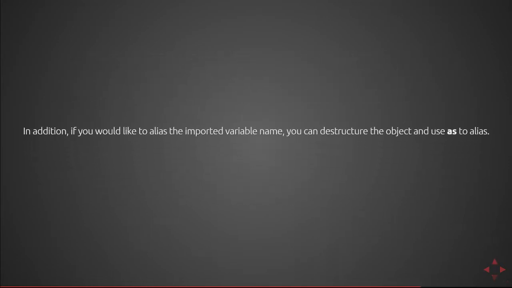In addition, if you'd like to alias the imported variable as a name, you can destructure the object and use as to alias the properties. So here I'm taking the test property from the export and redefining it as TEST with all caps as the variable name. These statements can be mixed and matched in an import statement. So here I'm importing test, where test is the default export of the file location, but I'm also grabbing the test support object from that file location.